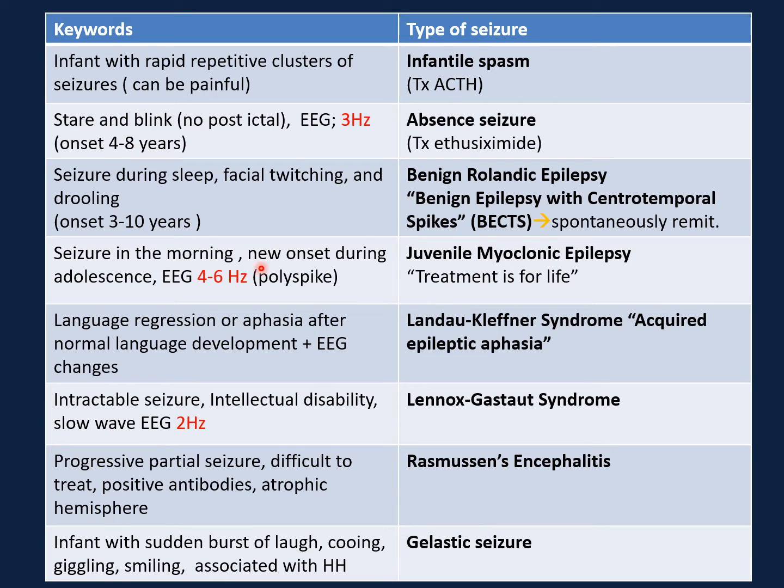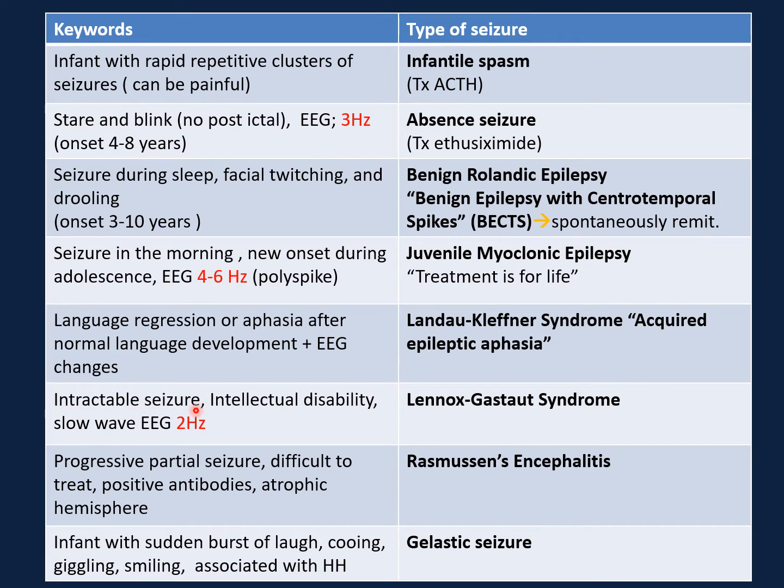Seizure in the morning, with new onset during adolescence. The EEG is 4 to 6 Hz. So the EEG here, the speed is high, in older children. It is polyspike. It is juvenile myoclonic epilepsy, and the treatment here is for life. And remember, to remind you, the treatment of choice is valproic acid for pediatric board purposes. Language regression or aphasia after normal language development plus EEG changes is Landau-Kleffner syndrome or acquired epileptic aphasia.